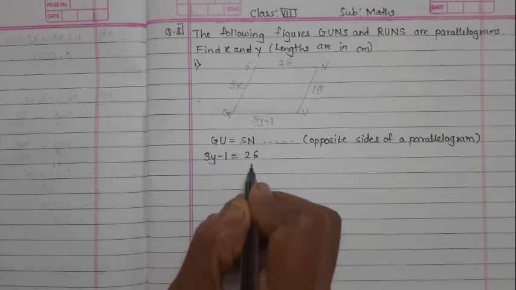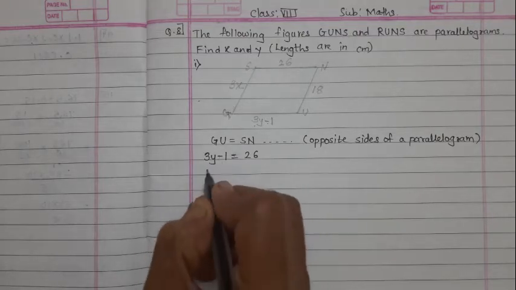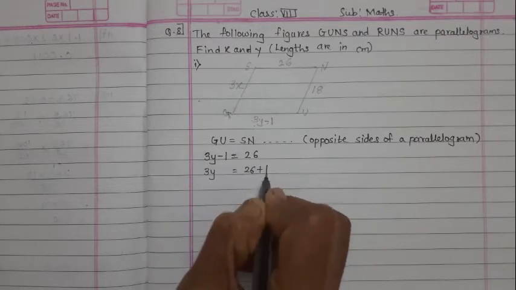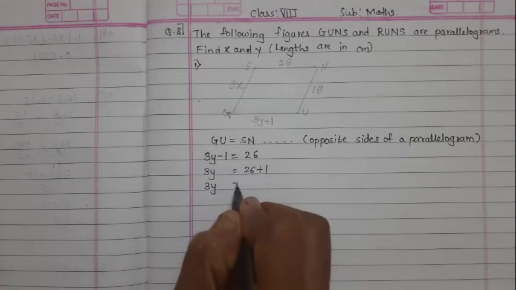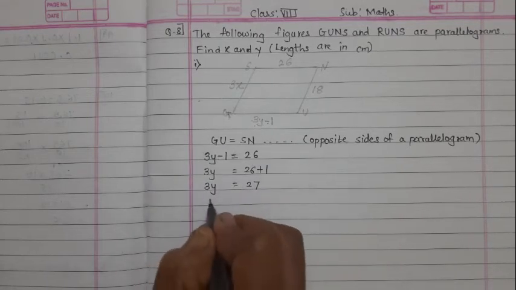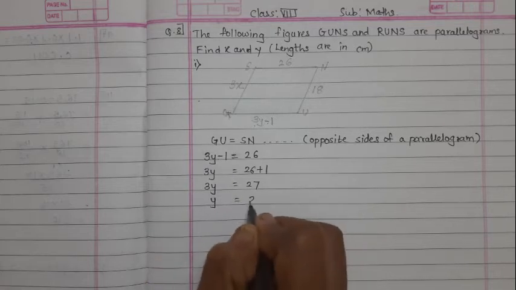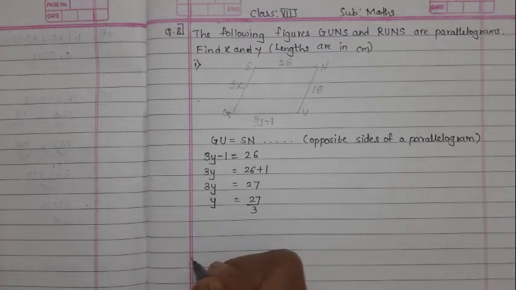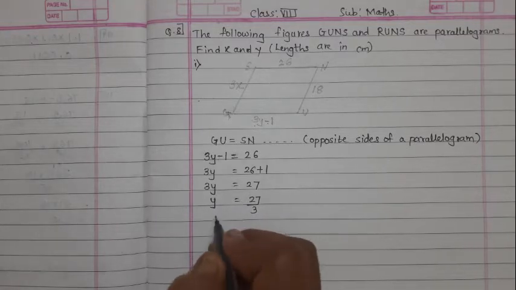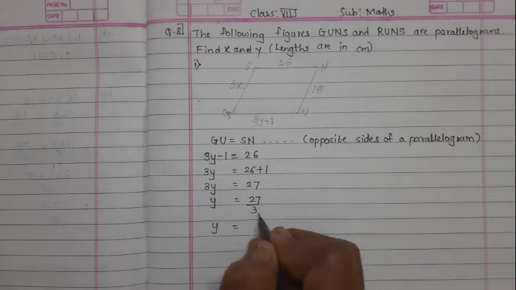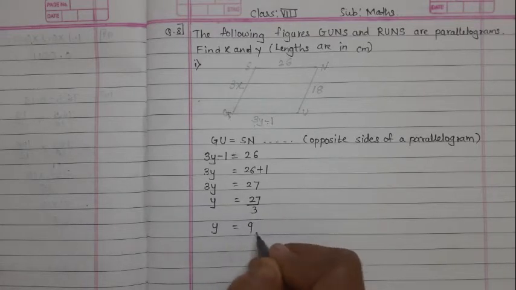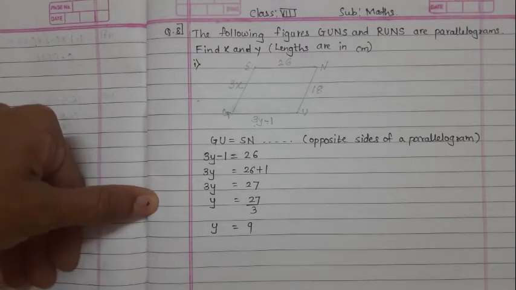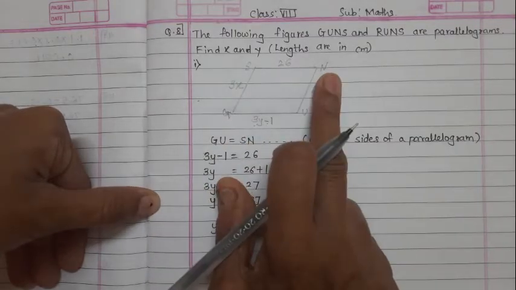Now minus 1, if we transfer to this side, will become plus 1. So 3y is equal to 26 plus 1. So 3y is equal to 27. Then y is equal to 27 upon 3. See, 3 is multiplied here; if we transfer it to this side, it will become divide. So y is equal to 27 divided by 3, and 3 nines are 27. So y is equal to 9, we got. Okay, now see, these two sides we have shown equal.